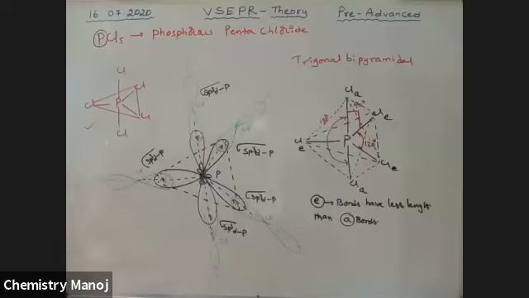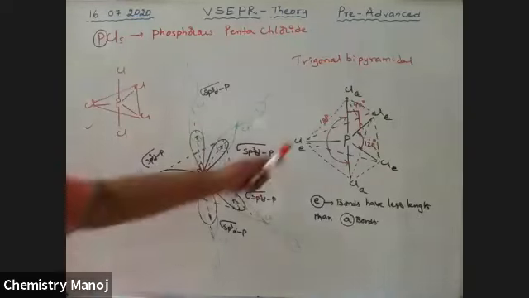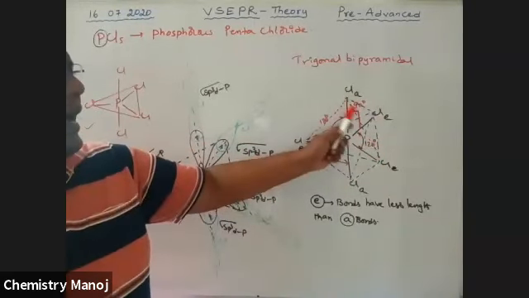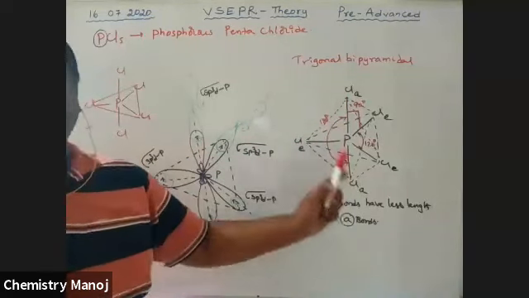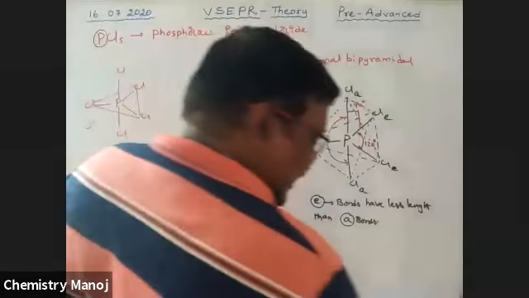So now the shape of the PCl5 molecule is a trigonal bipyramidal shape with bond angles: 120 degrees within the plane, between axial and equatorial it is 90 degrees, and between axial and axial it is 180 degrees. So this is the PCl5 molecule with sp3d hybridization. sp3d hybridization. So next one.